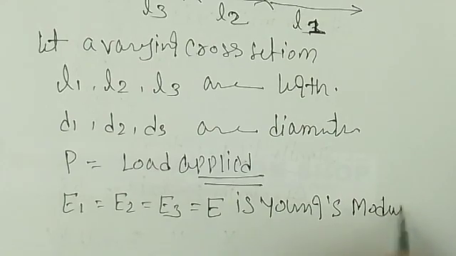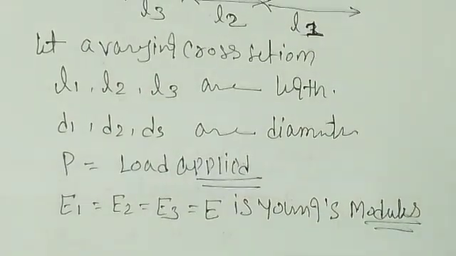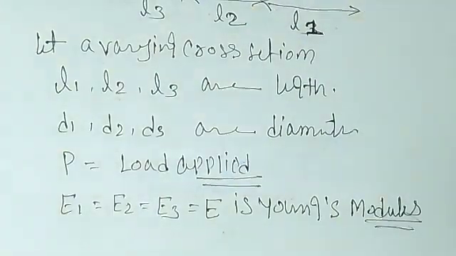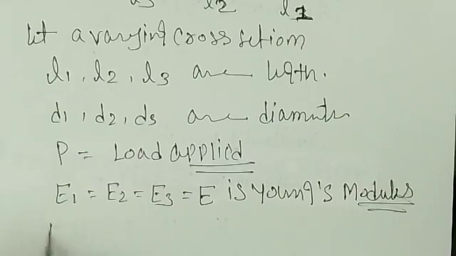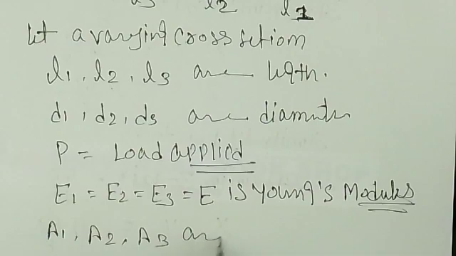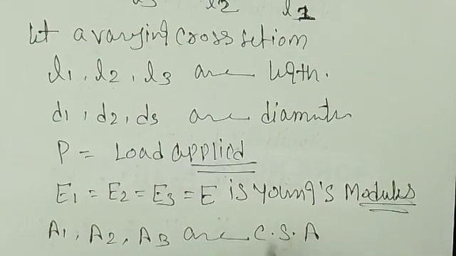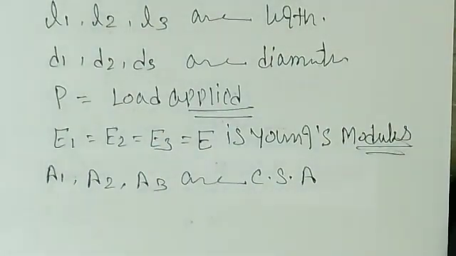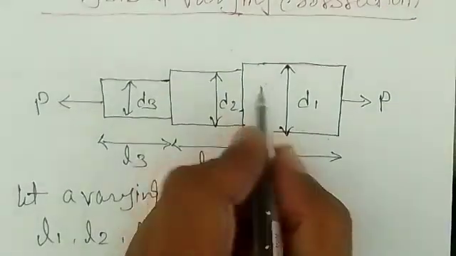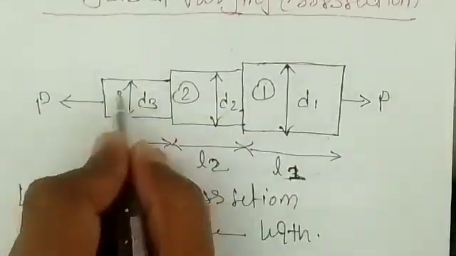Young's modulus of that section, right? Of that section. Then what we have to do is analyze the varying cross section. In the body, A1, A2 and A3 are the cross-sectional areas of sections 1, 2 and 3. So first of all we can find the stress in section 1, section 2 and section 3. So this is your section 1, 2 and 3, right?